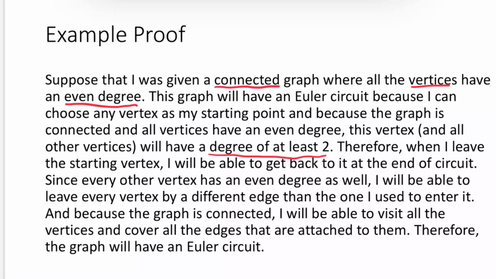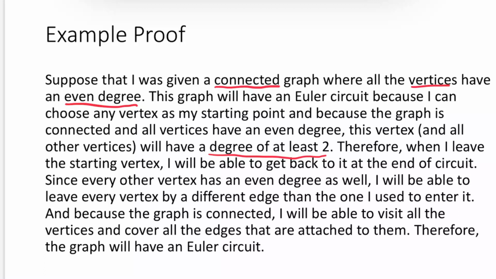And so because this starting vertex has a degree of at least 2, when I leave the starting vertex, I will be able to get back to it at the end of the circuit. If it has a degree of 4 or 6 or 8, I might go into it and leave it multiple times throughout my circuit, but because it's at least 2, I will be able to get back to that vertex at the end of the circuit. And since every other vertex has an even degree as well, every time I enter a vertex, I will be able to leave it by a different edge than the one that I used to enter it. And because the graph is connected, I'll be able to visit all the vertices and cover all of the edges that are attached to them. And so this is my proof that the graph will have an Euler circuit.